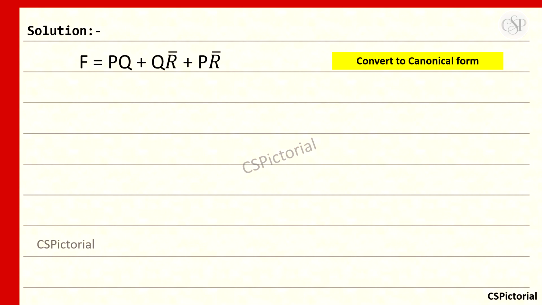In a standard SOP expression, each product term does not include all the literals. So first, find the total number of literals involved in the expression. Here in this expression, 3 literals are involved, P, Q and R.